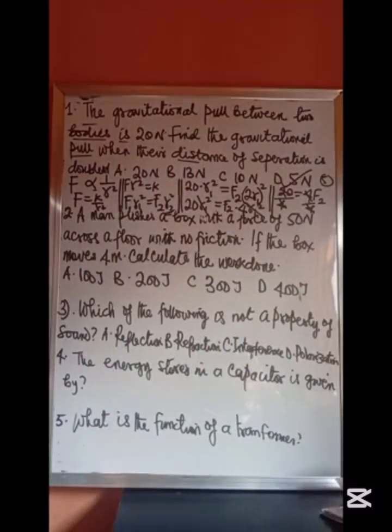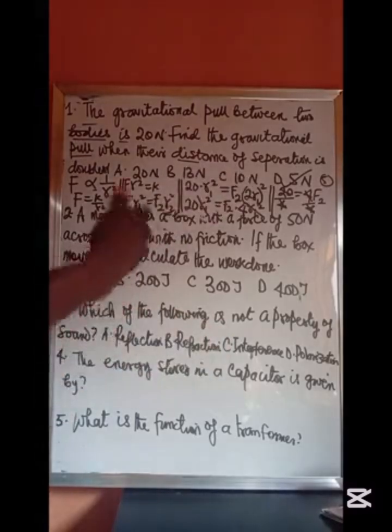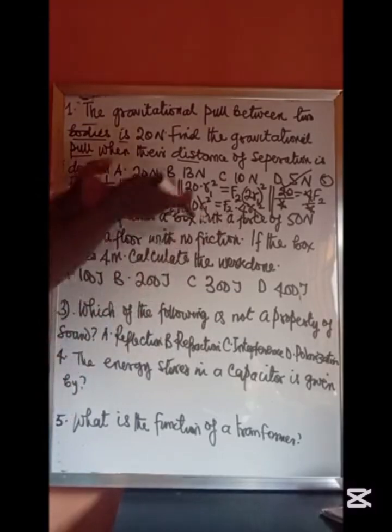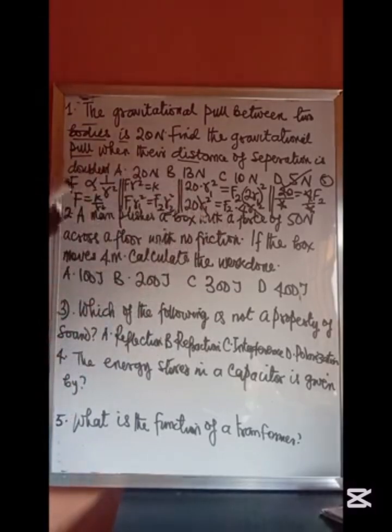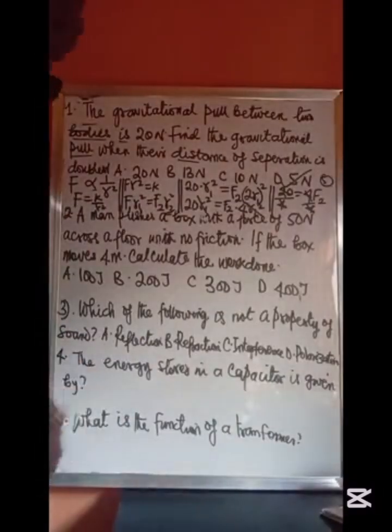Now, you can use this approach for other concepts like Boyle's law and Charles' law, that is, gas laws. Just put down the laws, make sure you have your constant on one side, then equate the first conditions to the second conditions. Doing that, you always find your way out.